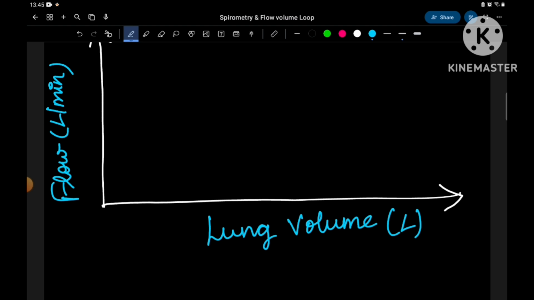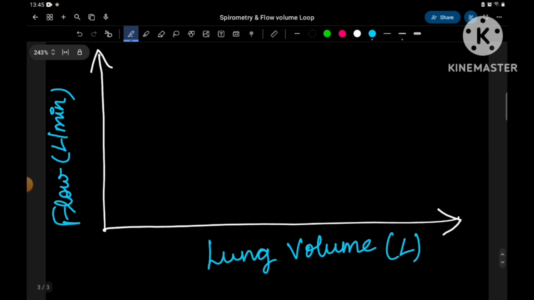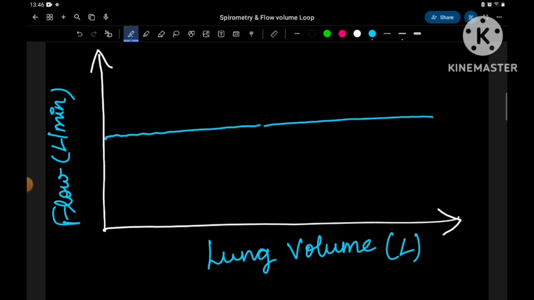Guys, in spirometry I asked you to draw two lines at the center and one dotted line at the bottom. But here I request you to draw a single line for your reference point, guys. This line is used to separate inspiration and expiration.